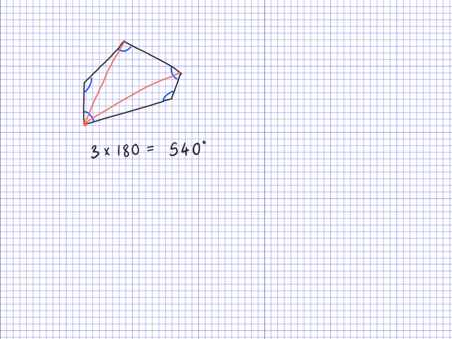Now, your task is to do this thing that I've done for a hexagon. So any 6-sided shape, it does not need to be a regular hexagon. It can be any hexagon. I want you to do the same thing I've done and find the interior angle sum of a hexagon. And this could be any hexagon.